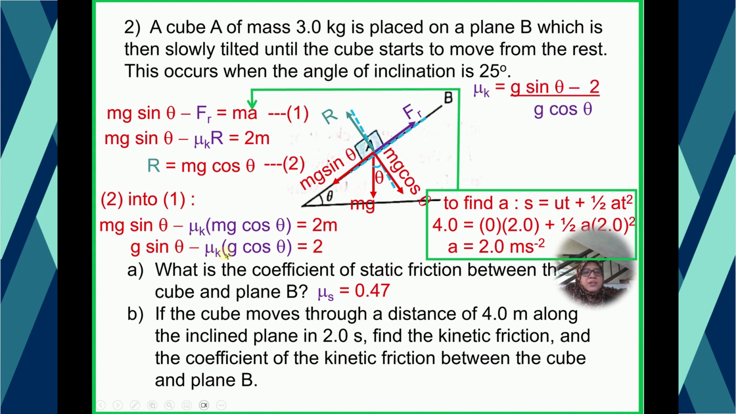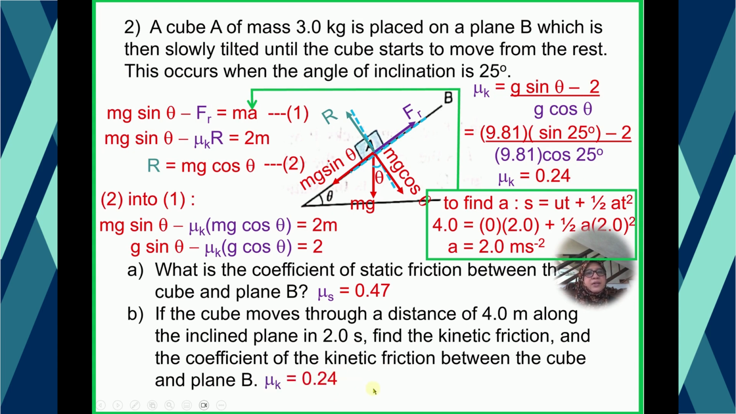Then we rearrange the equation to get mu k. So we get g sin theta minus 2, bringing 2 to this side, divided by g cos theta. Now we substitute all the values given. g is 9.81, the angle is sin 25 degrees minus 2, over 9.81 cos 25 degrees. So you get mu k equals 0.24. So this is the answer, 0.24.